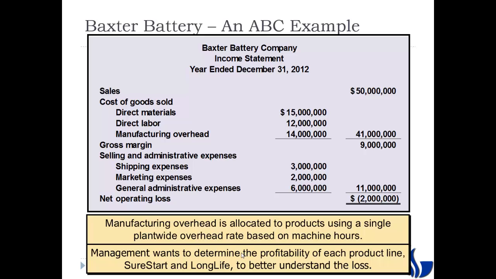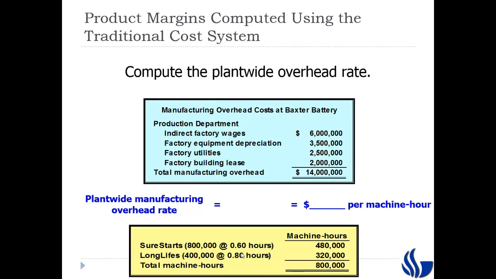Now I know we've already talked about some keys associated with making segmented income statements. Let's assume that they just take this traditional approach but segment it. So they're not going to use a contribution format. Now what they would do, if they were using the traditional approach, is take all of the overhead, the $14 million, and we can break that down into finer partitions. We can say of that $14 million, indirect factory wages are $6 million, factory equipment depreciation is $3.5 million, factory utilities $2.5 million, and factory building lease is $2 million.